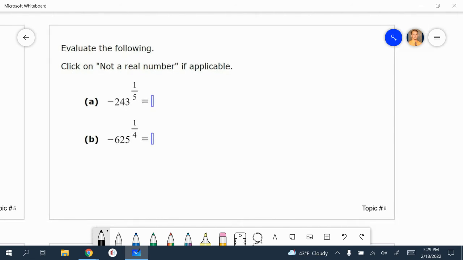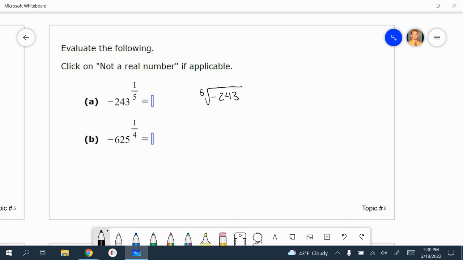Topic number 6. Okay, so this is kind of tricky. For the first one here, if I were to rewrite this, we would have a -243 under there, and then the 1 would technically go there, but I'm not going to write it there because it's not necessary, but the 5 would go out front. Now it wants the 5th root of -243.